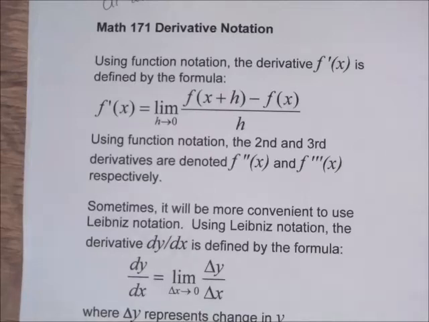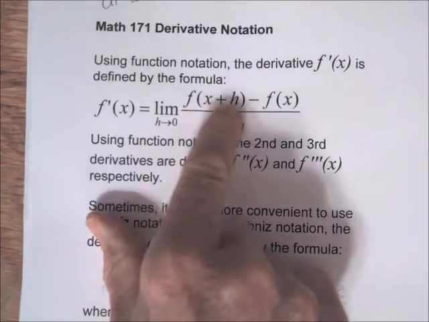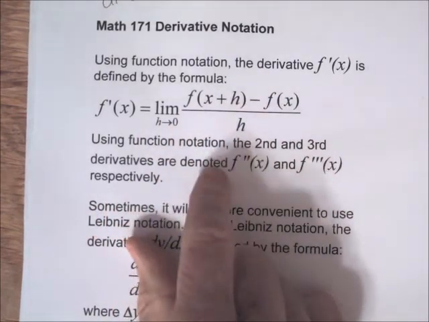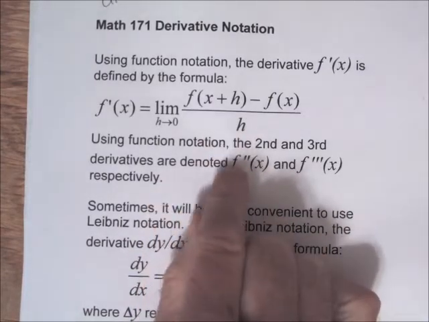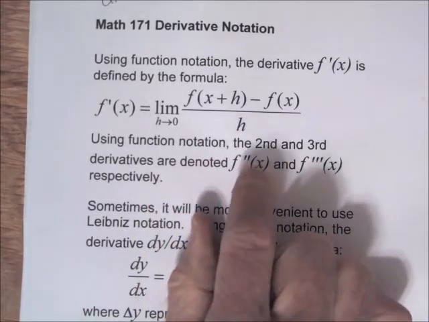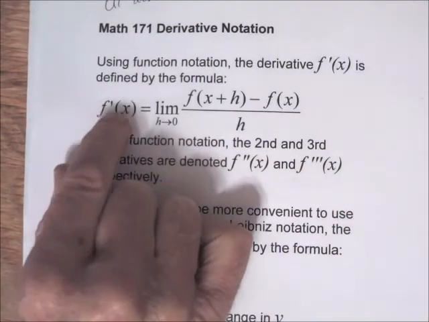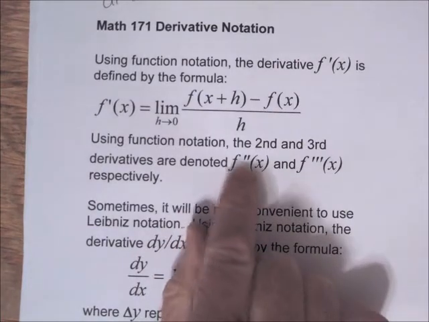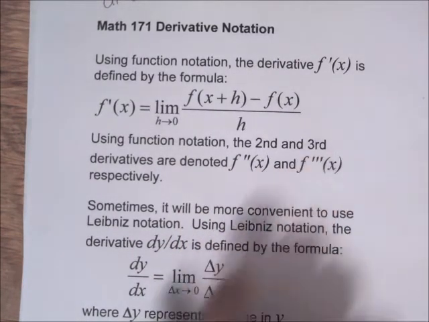A little bit about notation. We've been, for the most part, using function notation to indicate derivatives. The first derivative is the limit as h goes to 0 of f of x plus h minus f of x over h. Then if you take the derivative of the derivative, you get the second derivative. Take the derivative of the derivative again, you get the third derivative. So in function notation, we have f prime of x for the first derivative, f double prime of x for the second derivative, f triple prime of x for the third derivative.